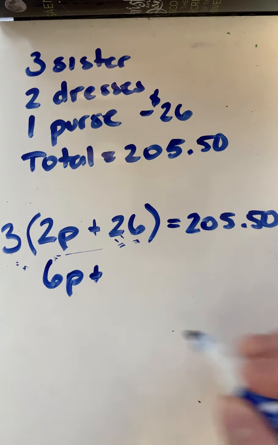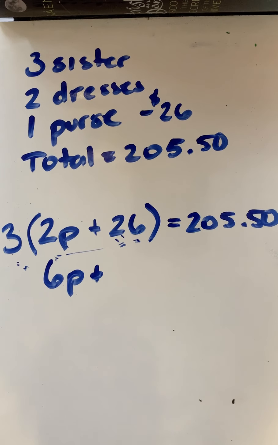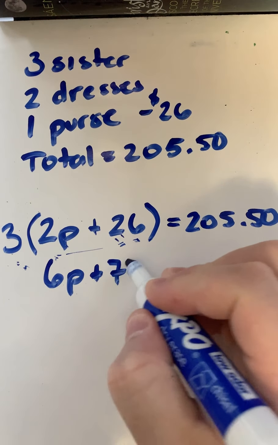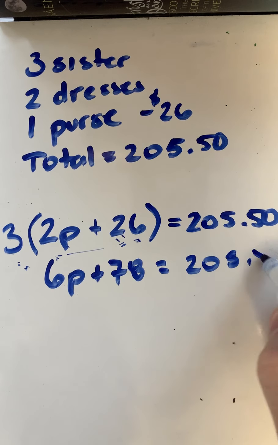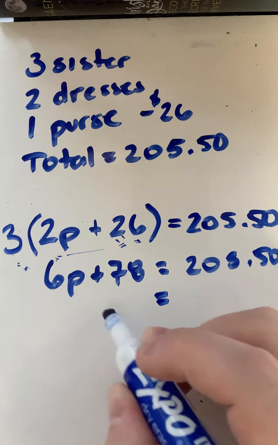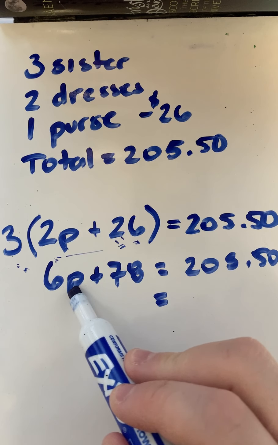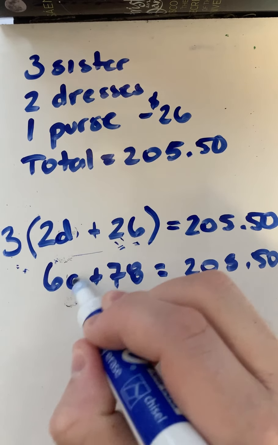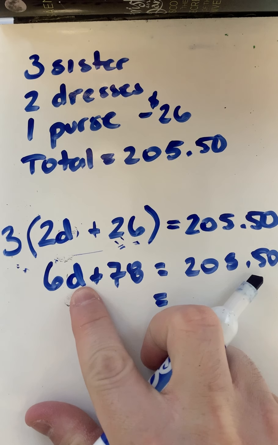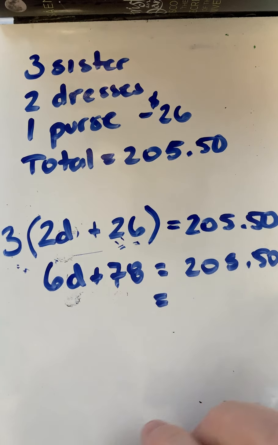6D plus 3P. Let me just do the math quickly: 678 plus 78 equals 205.50, right? So there are 6 dresses being bought. Oh, I should have remade, why did I do P, 2D? There's 6 dresses being bought, and 3 purses at $26 is going to give me this much, okay?